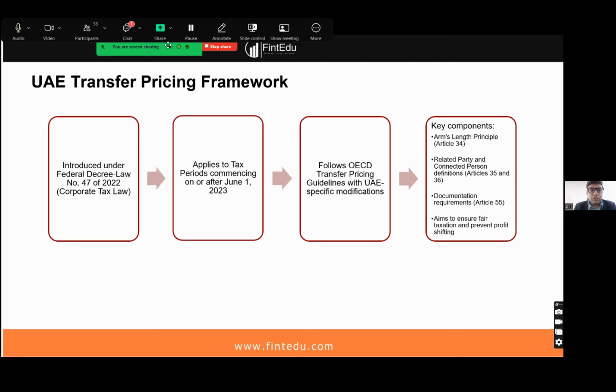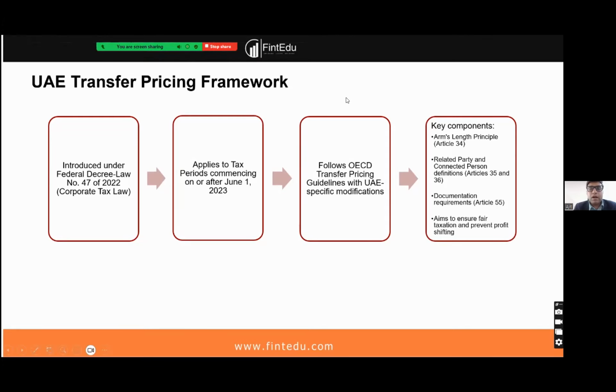Now, before we start with the transfer pricing disclosure form, let's talk about the broad UAE transfer pricing framework. Transfer pricing is a part of the corporate tax law effective from 1st June 2023. We all know about it. The regulations broadly follow the OECD transfer pricing guidelines. When we talk about the key components of the regulations, there's the arm's length principle, Articles 34, 35 and 36 talking about related party and connected person. Then we have Article 55, which talks about transfer pricing documentation, including the disclosure form. And then over and above, there are transfer pricing guidelines giving guidance on various aspects of the transfer pricing regulations. So this is the broad overview.